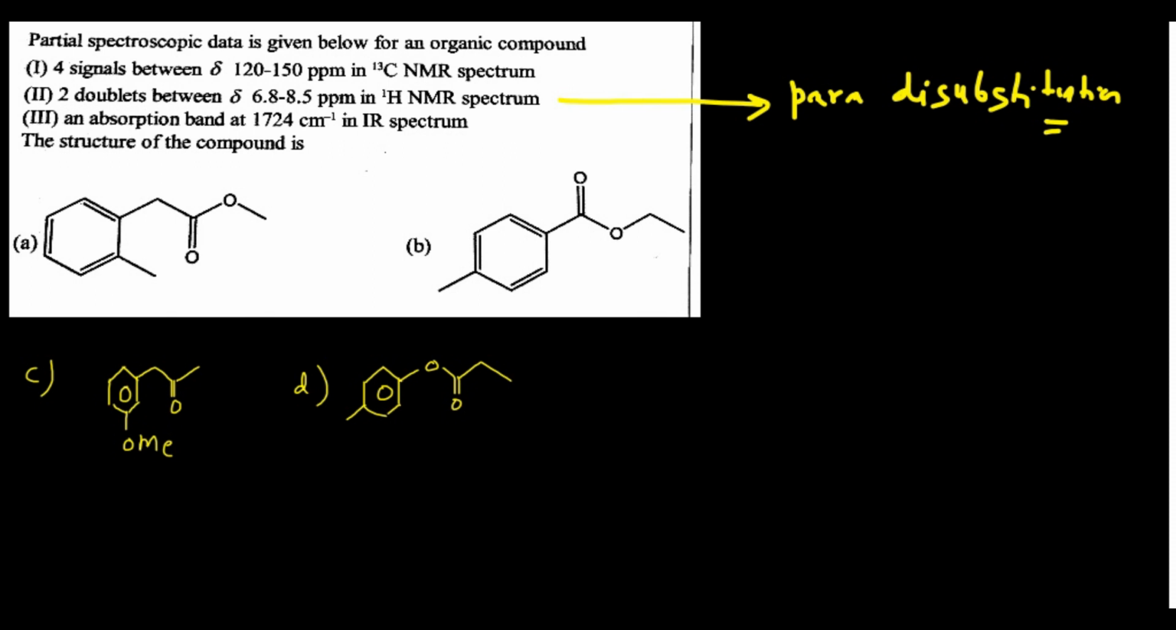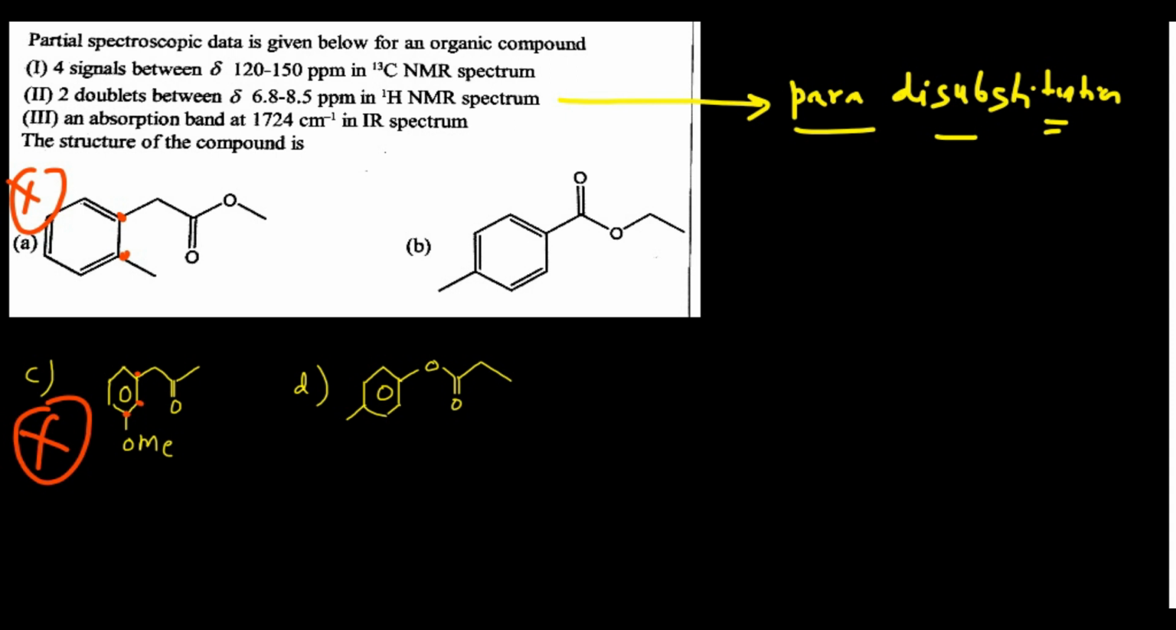So this is para-disubstitution, so you can easily discard option C, because you see this is your ortho, this is beta. You can discard this one, and again you can discard option A also. So you discard option A and option C. So your final answer would be between B and D. Now you have to select which one is correct.